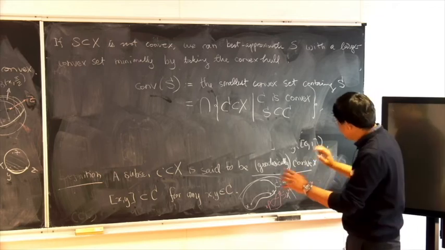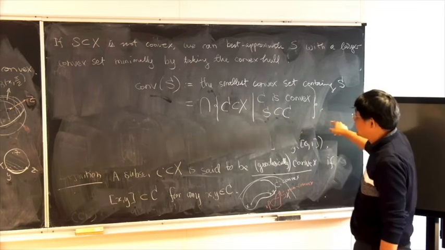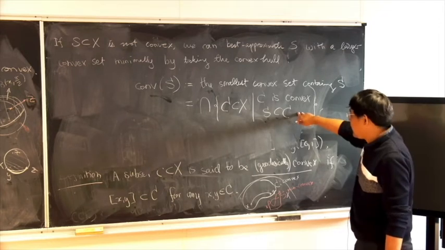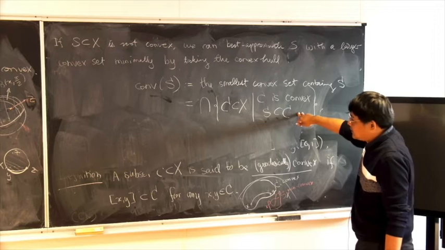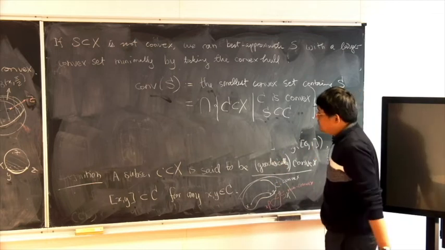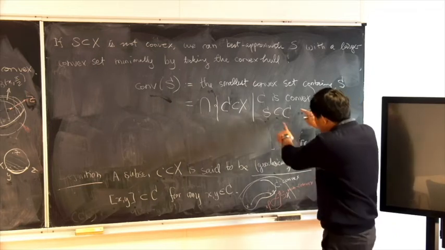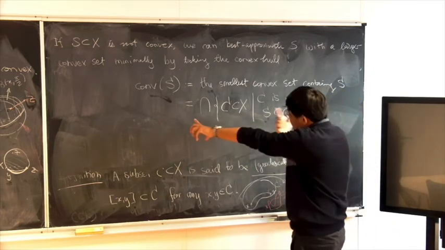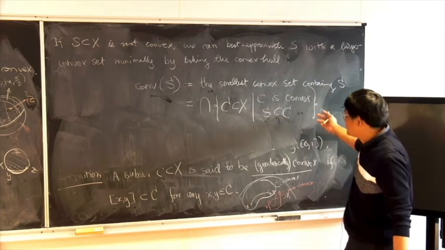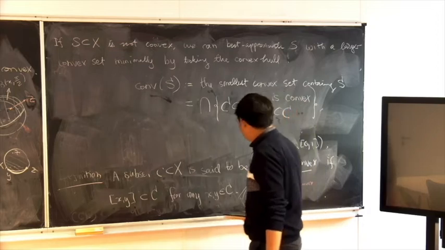Sorry, S is a subset of C, okay, that's correct. That means this intersection is a superset of S. And this is, by the way, the smallest convex set that contains S as a subset, because if you have another convex set that contains S, then that set has to go inside here and will be intersected away. So there cannot be a second smallest convex set containing S other than this. Okay.